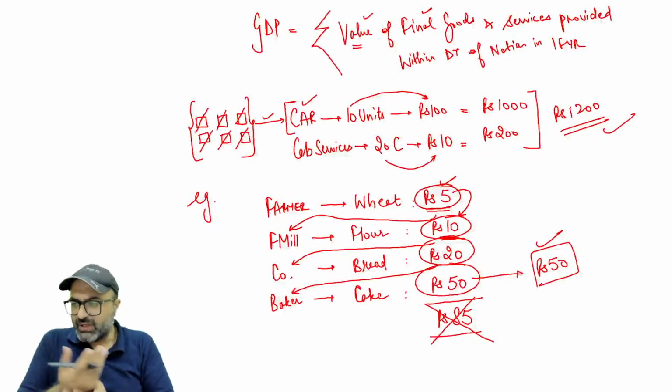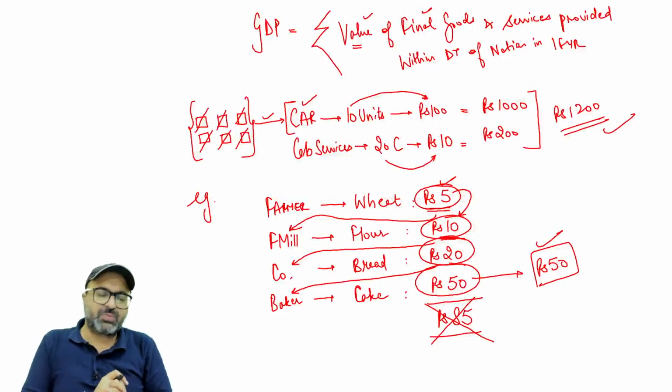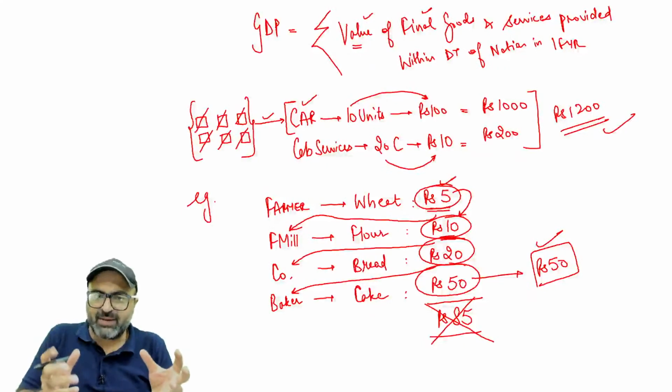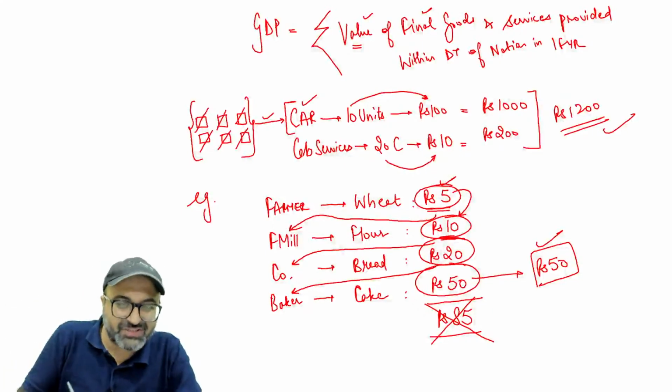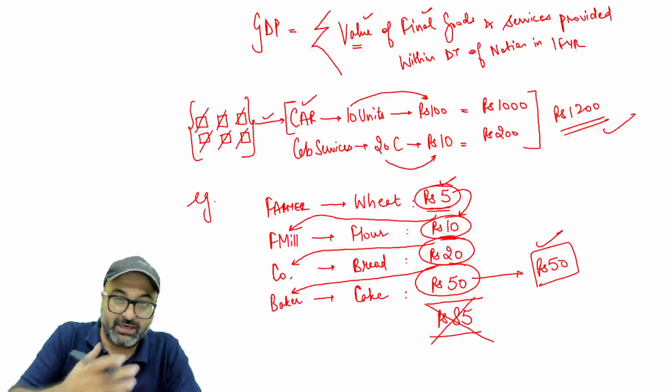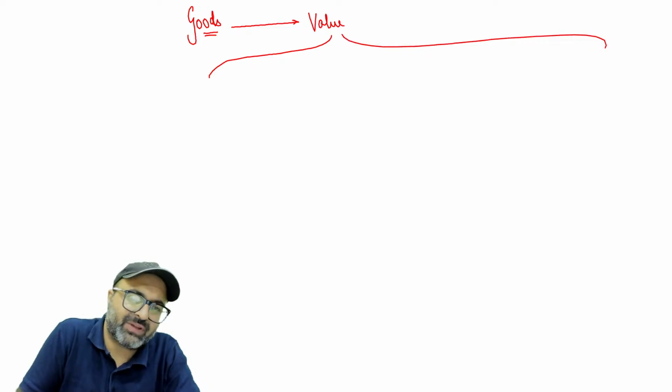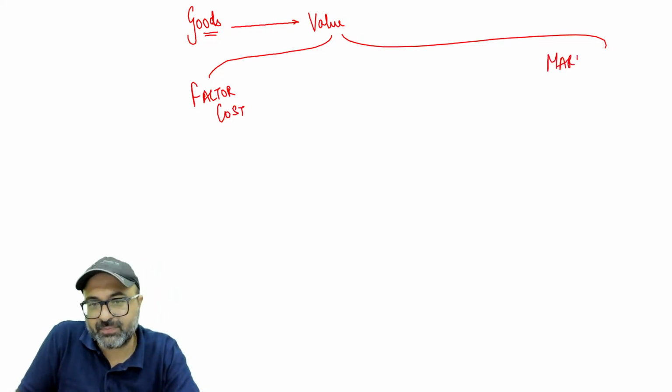Now, let's move on to the next point. Now, the next point is, sir, when we say GDP, we say price of goods. But sir, the price of goods, it's a very tough term to understand. The reason is, whenever we talk about goods, we define the goods price, or better word is value, in two forms. The first form we have is known as factor cost. Second term we have is market price.